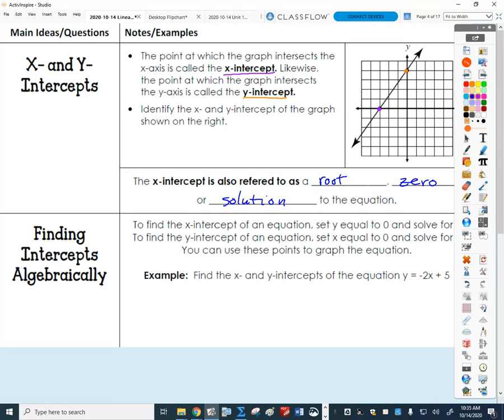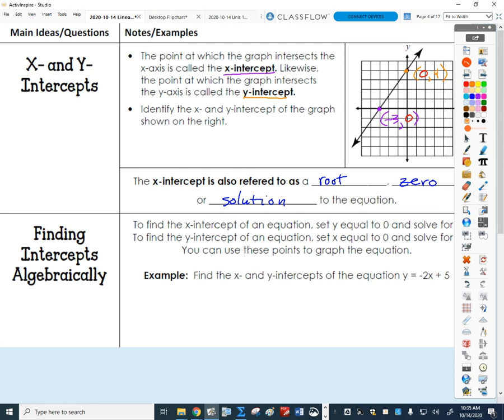Well, let's look at these coordinates real quick. The coordinates of this x-intercept are (-3, 0), right? The coordinates of this y-intercept are (0, +4). And obviously those zeros in there are not accidents, right? The zeros are there for a reason.